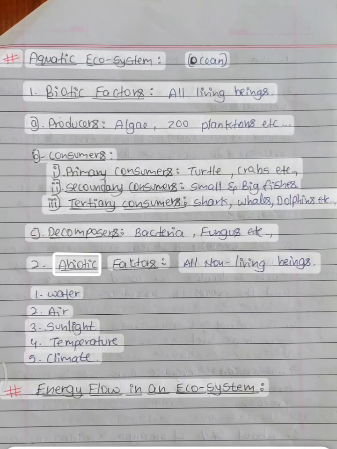2. Abiotic factors. All non-living beings. 1. Water. 2. Air. 3. Sunlight. 4. Temperature. 5. Climate.